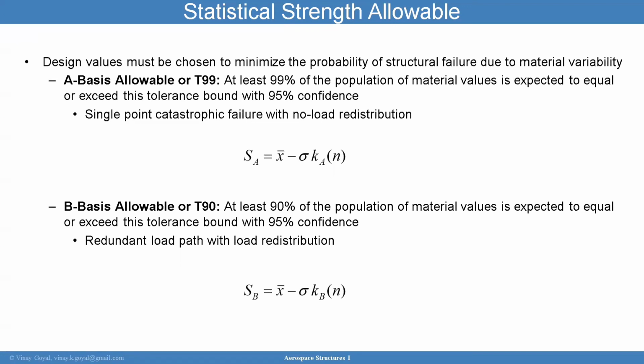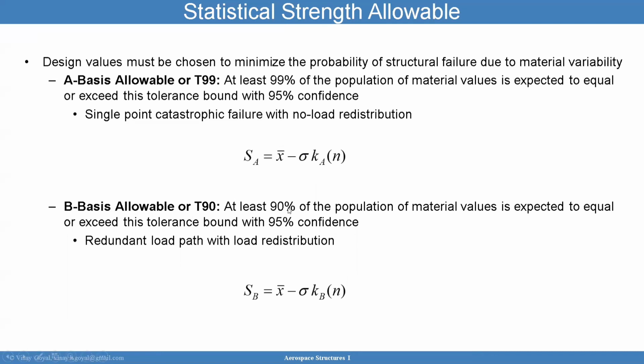A basis allowable is used to enclose at least 99% of the population material values and is expected to equal or exceed this tolerance bound with 95% confidence. So single point catastrophic failure with no load distribution, this is the way it's going to look. The way you calculate A basis is this value is equal to the average of the test samples. So you have 10 samples and the average is 50 KSI, that 50 goes here, minus the standard deviation of those 10 samples times Ka, which comes from a table, which depends on the number of samples. So if I have 10, I'll show you very soon what Ka is.